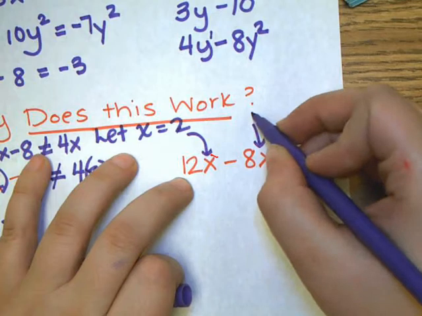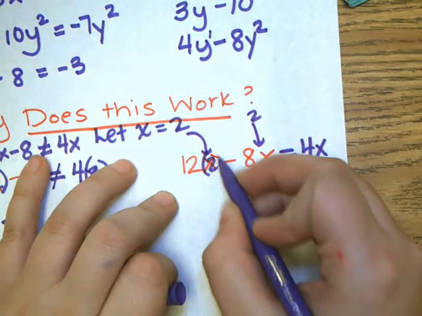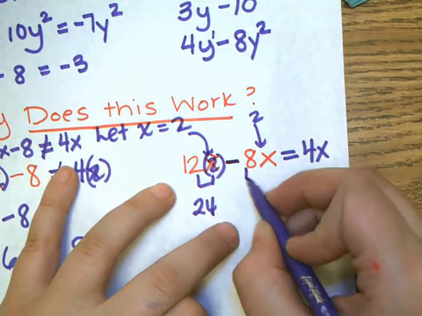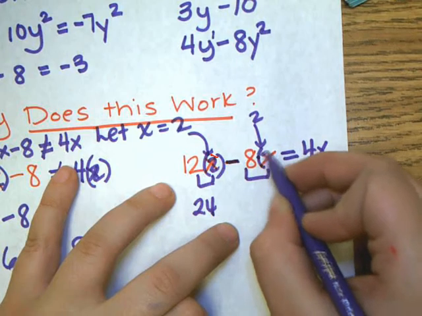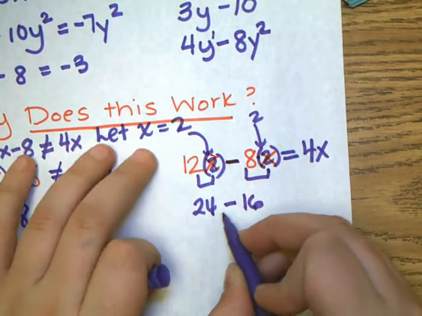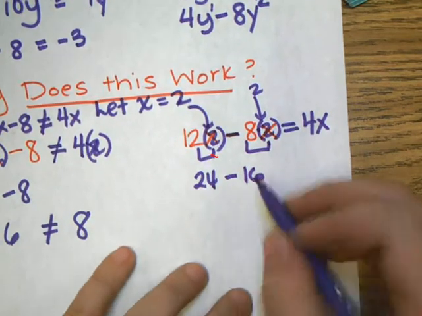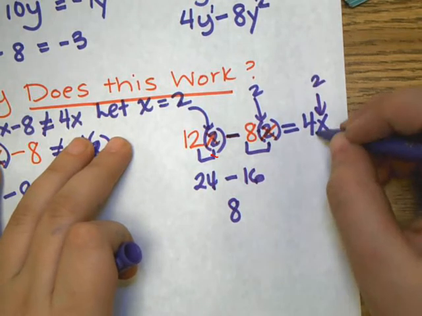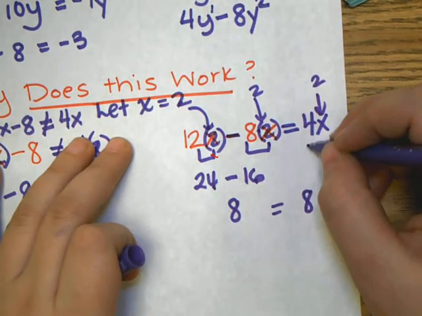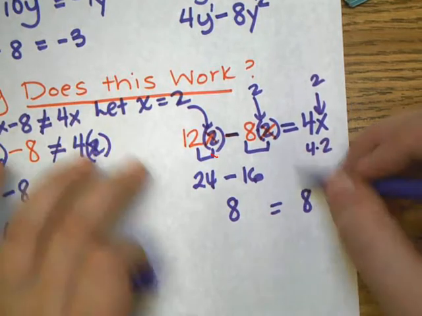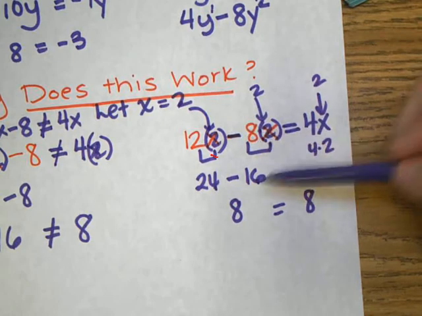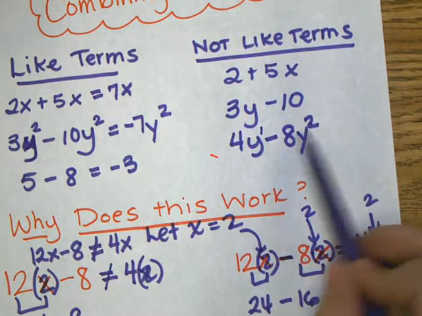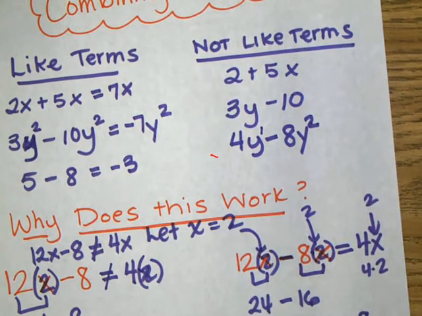So if we plug in a 2 here, and we plug in a 2 here, we have 12 times 2 is 24. And remember, we have to multiply before we can subtract, so 8 times 2 is 16. And then 24 minus 16 is 8. Well, if we plug in a 2 here, 4 times 2 is 8. It works. So you are allowed to add or subtract, combine terms that have the same variable and exponent. But you cannot if they do not have the same exponent.